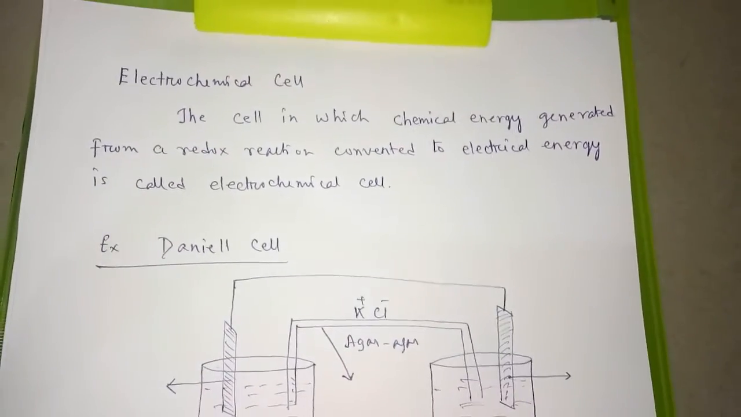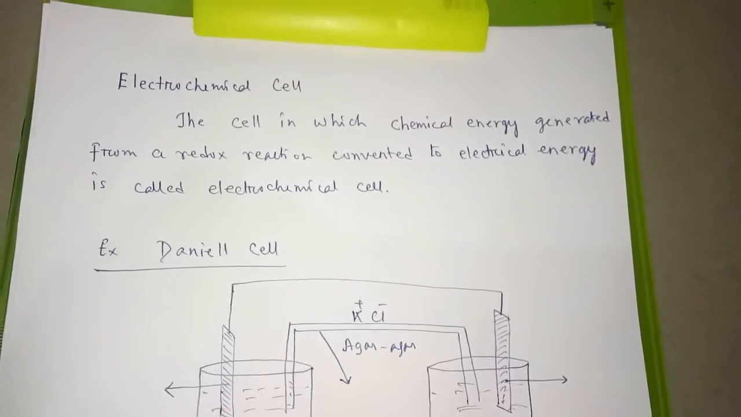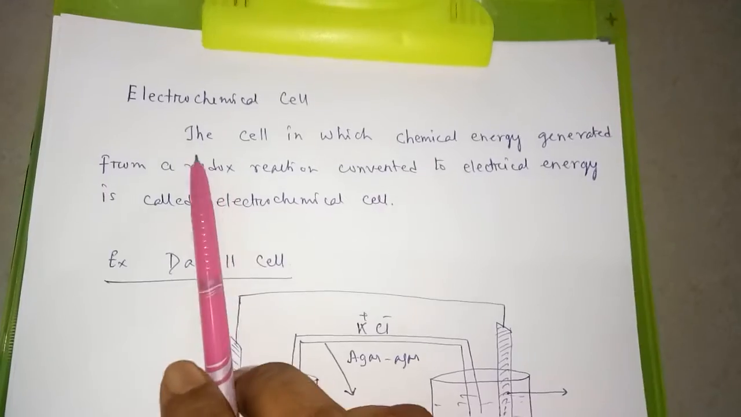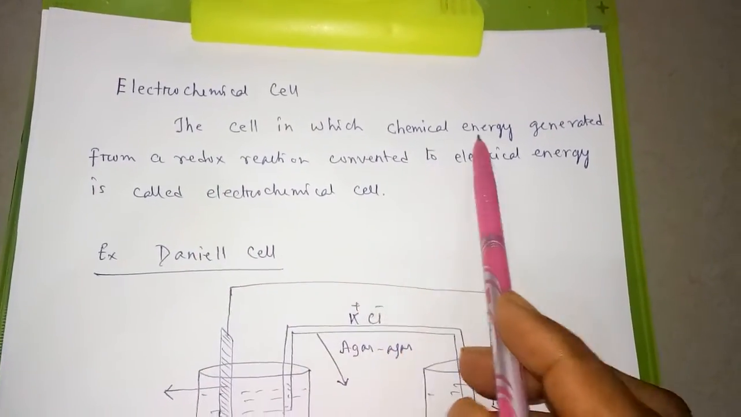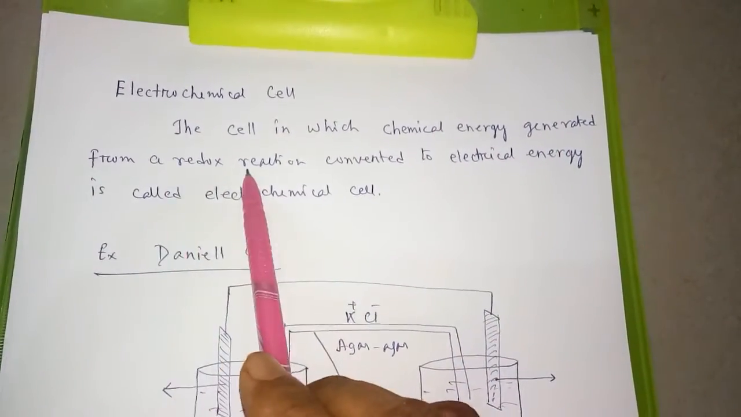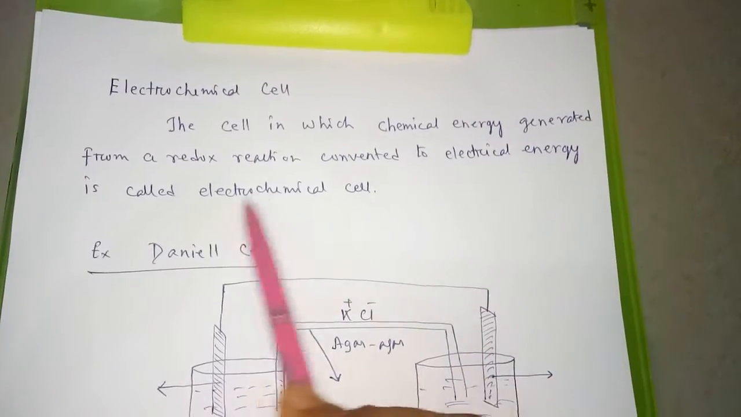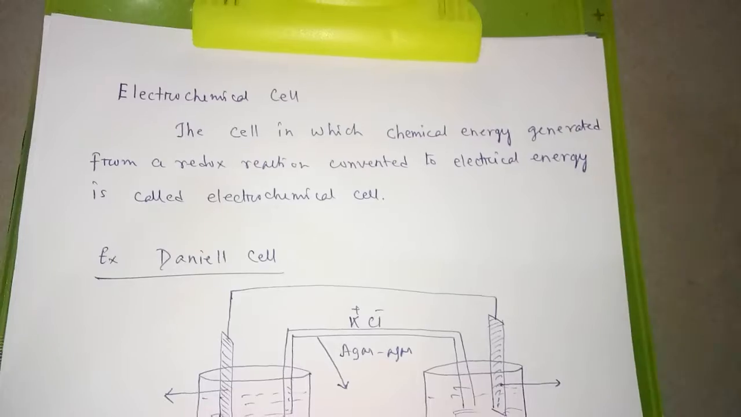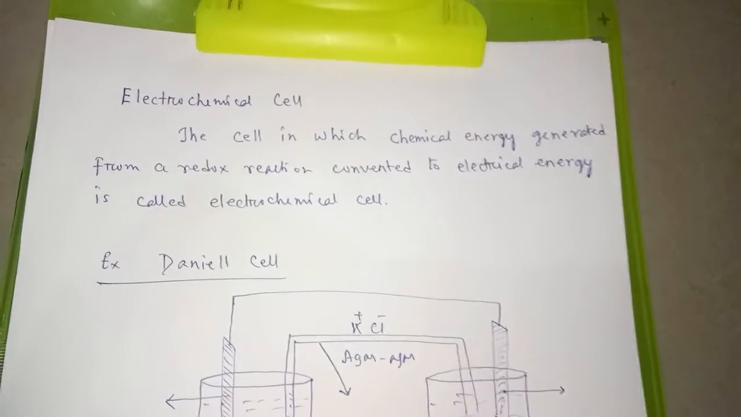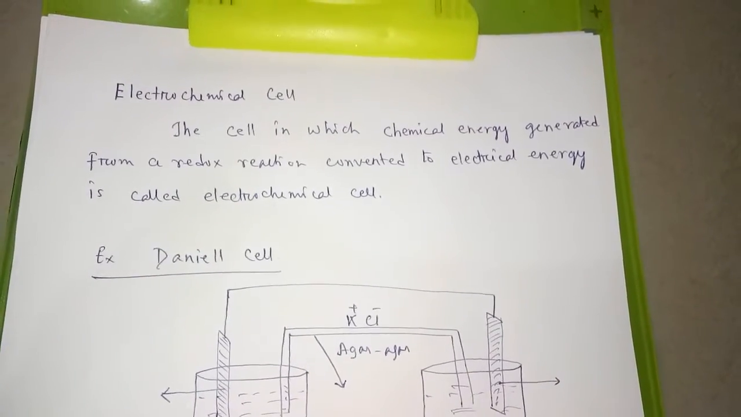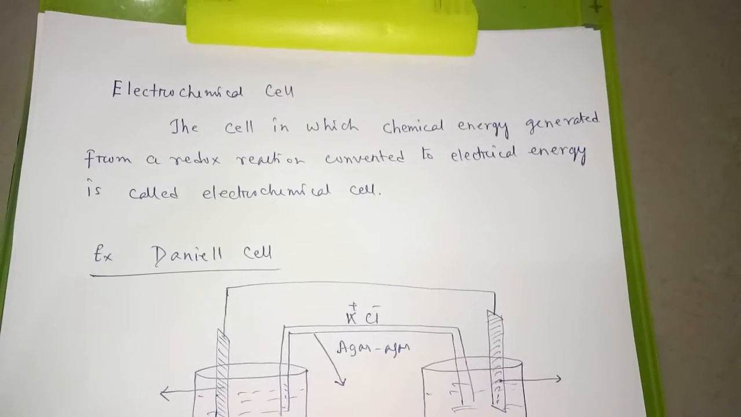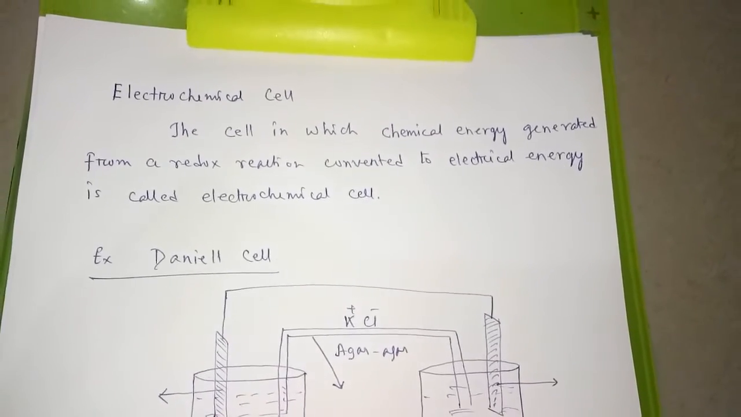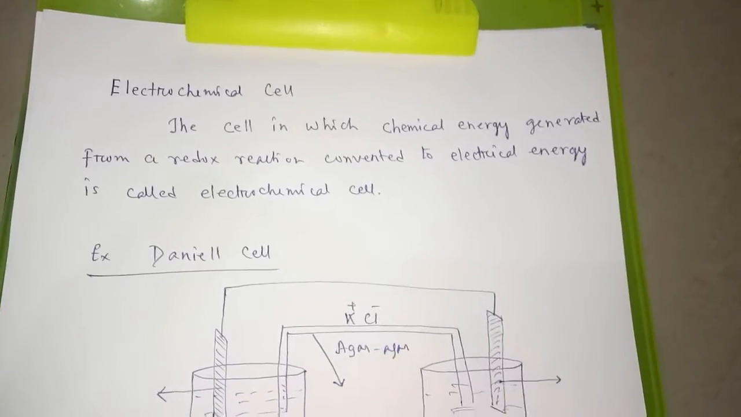Today we will take the last part of this unit. This is the electrochemical cell. As the definition of this one, the cell in which chemical energy generated from a redox reaction is converted to electrical energy is called an electrochemical cell. It is just like the cells of a battery, where from chemical energy we are getting electrical energy. This type of cell is called an electrochemical cell.